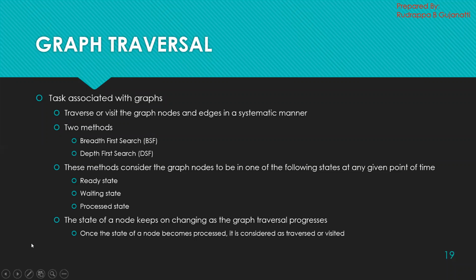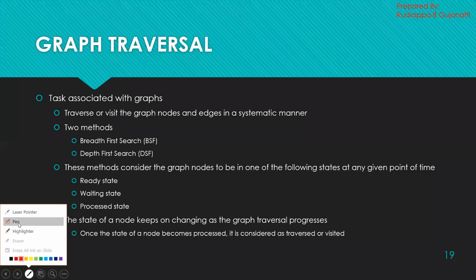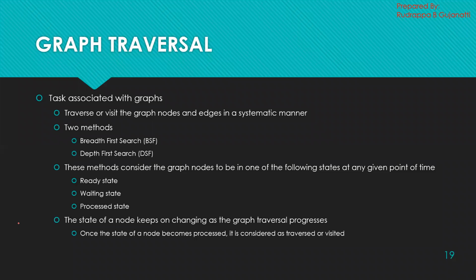So what is basically meant by traversal? Traversal is nothing but moving from one node to another node, in a systematic manner. For example, if there are nodes 1, 2 and so on, with some interconnection, and you want to move from node 1 to node 3.